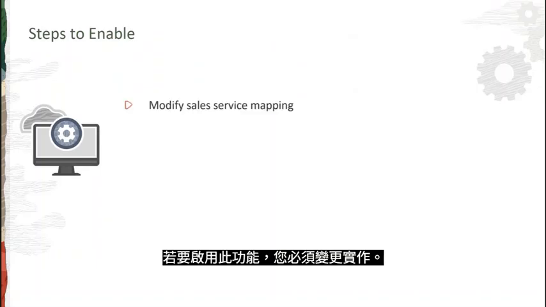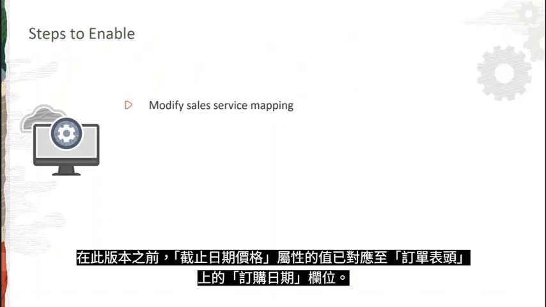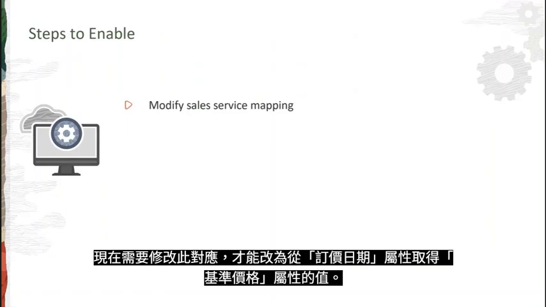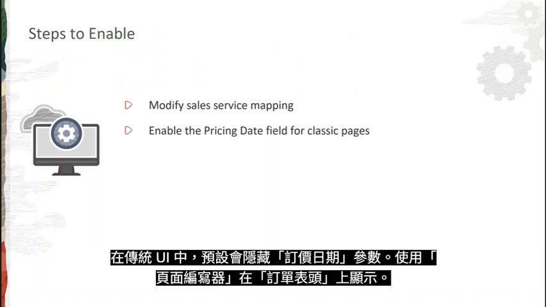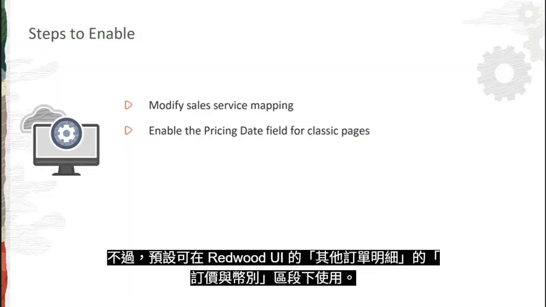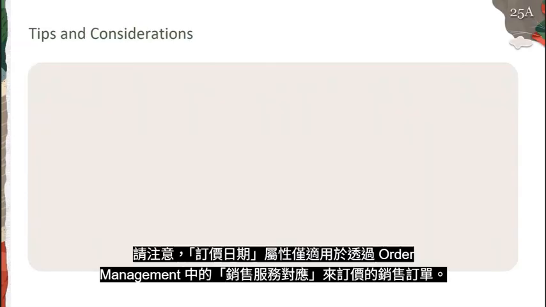To enable this feature, you have to make implementation changes. Prior to this release, the value of the priced as of attribute was mapped to the date field on the order header. This mapping now needs to be modified to take the value of the priced as of attribute from the pricing date attribute instead. In classic UI, the pricing date parameter is not displayed by default. Use Page Composer to display it on the order header. However, it is available by default in Redwood UI under the pricing in additional order details.